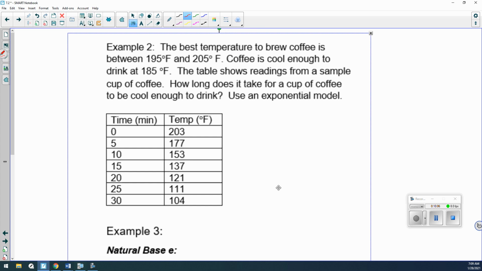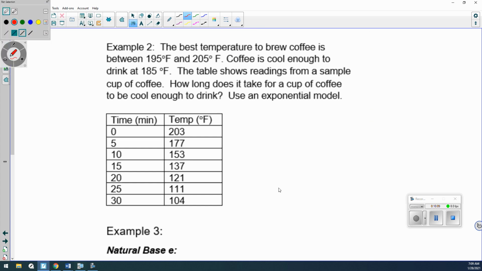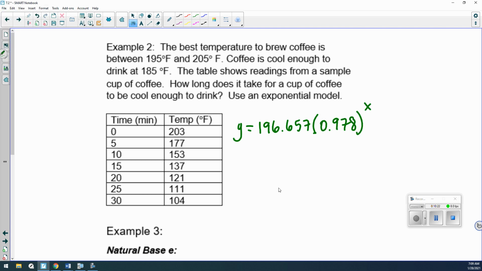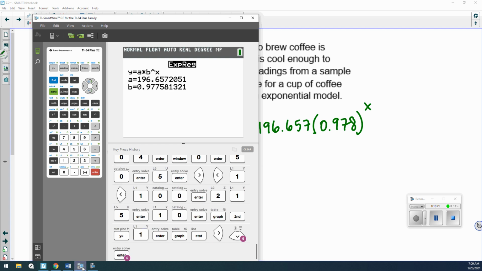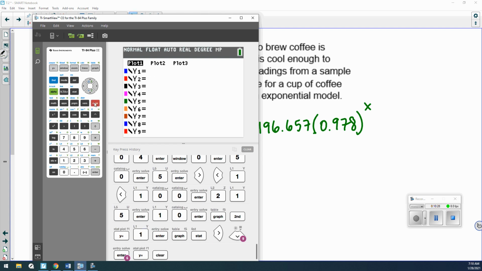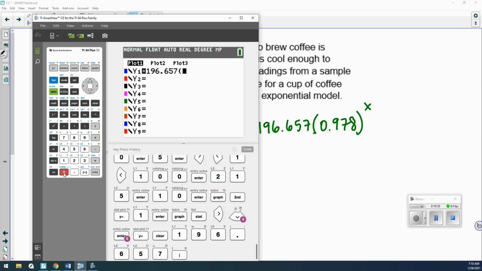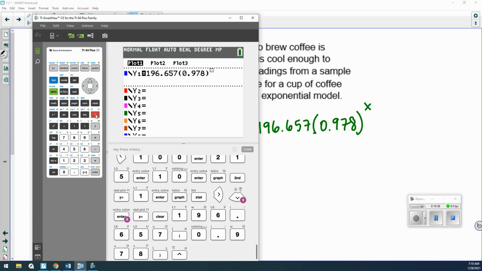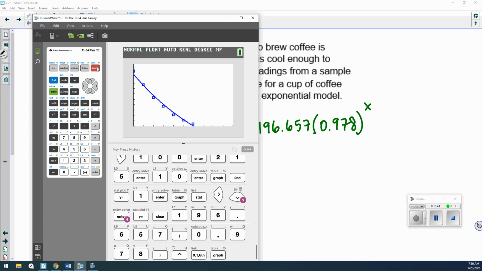Okay, so I'm going to record that here in my notes. Please do that with me. So my exponential model is y equals 196.657 times 0.978 to the x power. Okay, back to my picture here. Now what I'm going to do is transfer that into my y equals so that I can watch this curve be drawn and then I can use it. Okay, so I entered the equation, and I hit graph, and beautiful, that fits really nicely. It cuts through most all of those points.